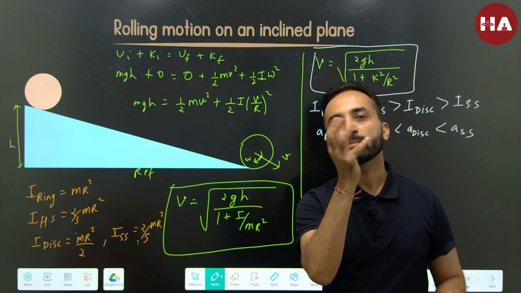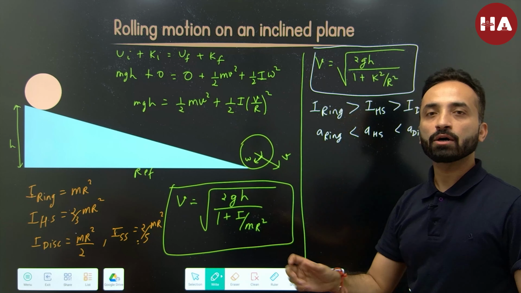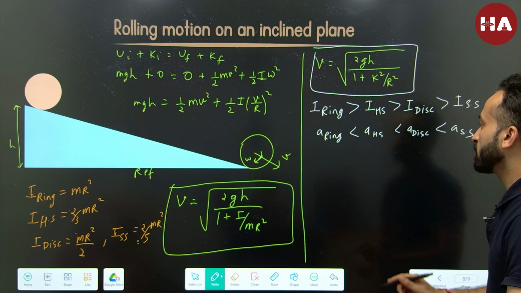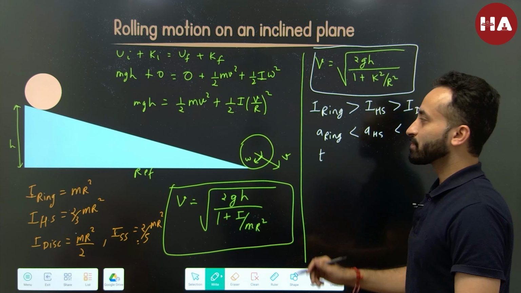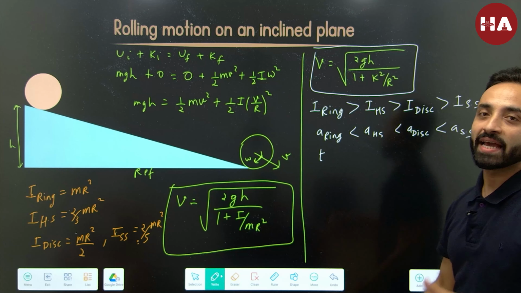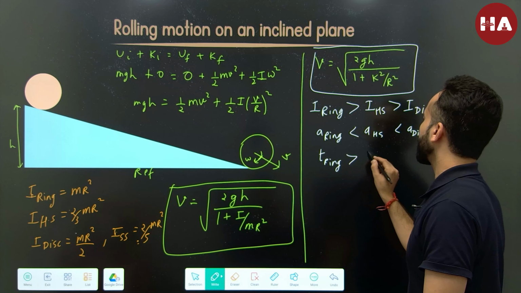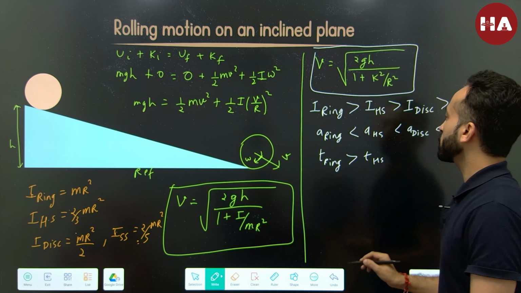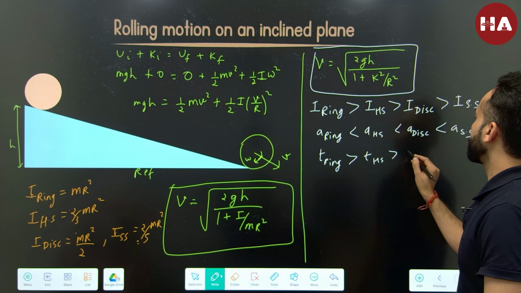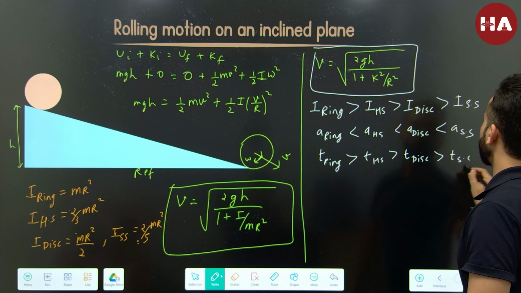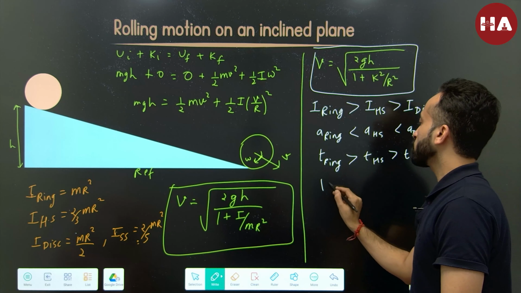So for the same mass and radius, who's going to roll down with the highest acceleration? The answer is the solid sphere. Keep that in mind. Since acceleration is less, time will be more. So the time taken to roll down the same inclined plane will be in the opposite order: maximum for the ring and minimum for the solid sphere. Now also the velocity.